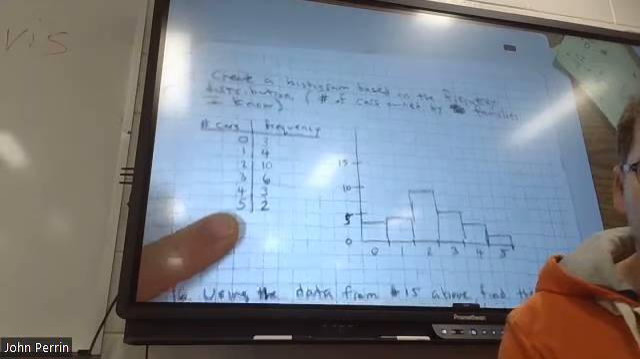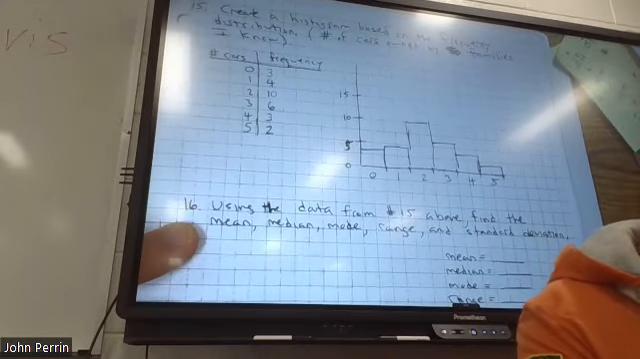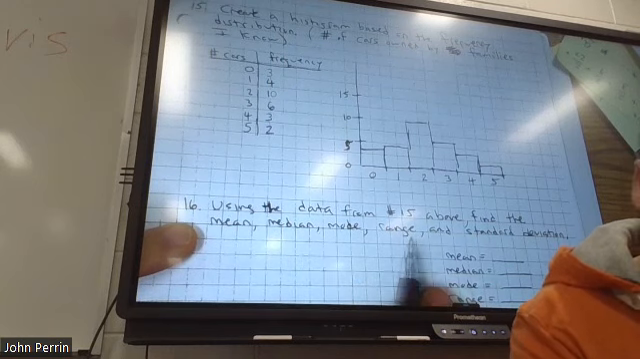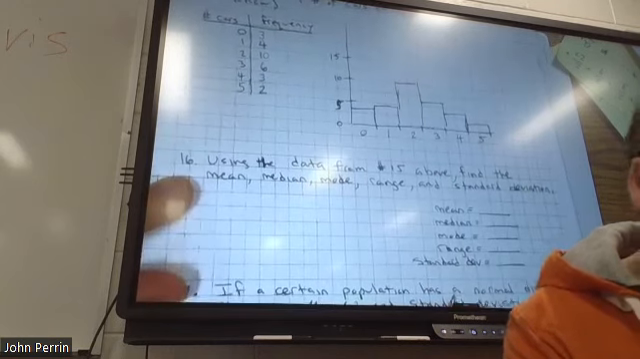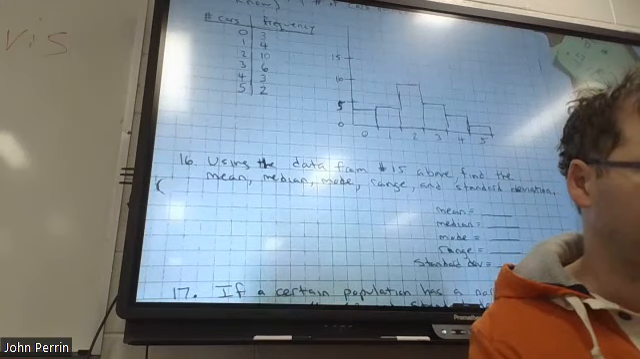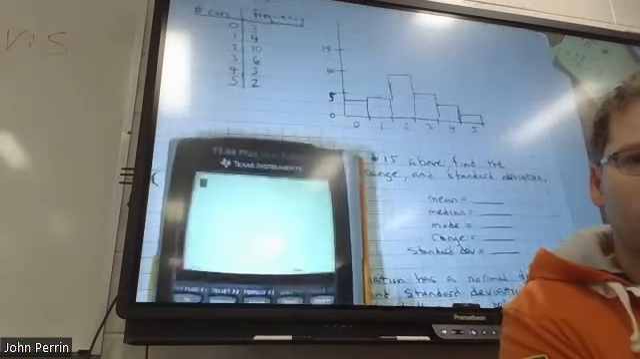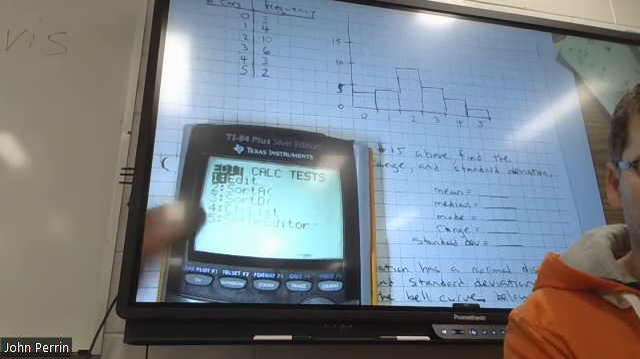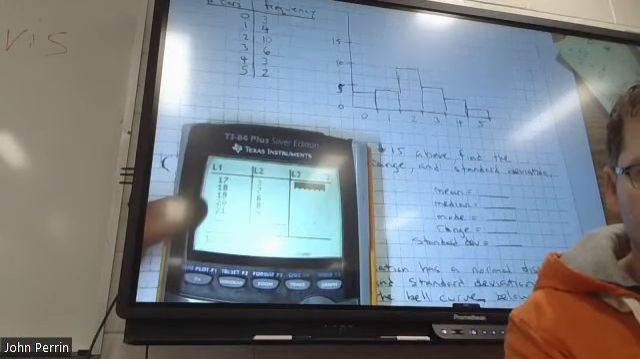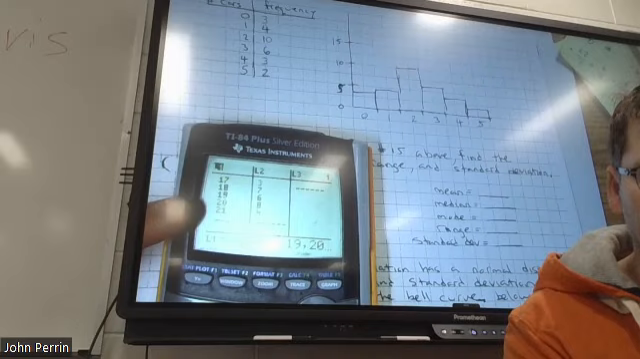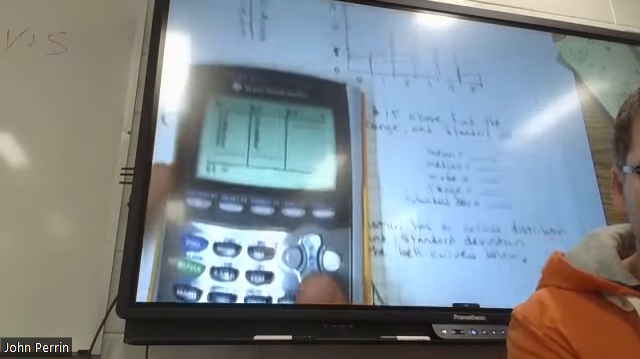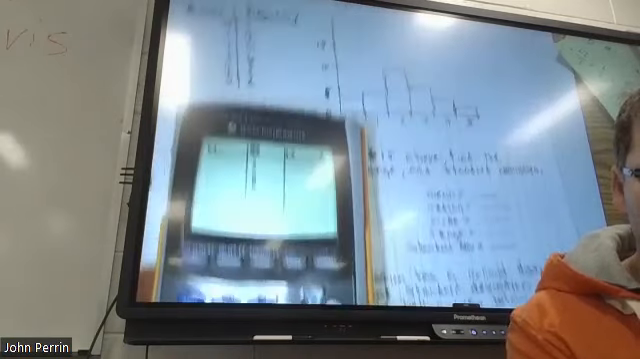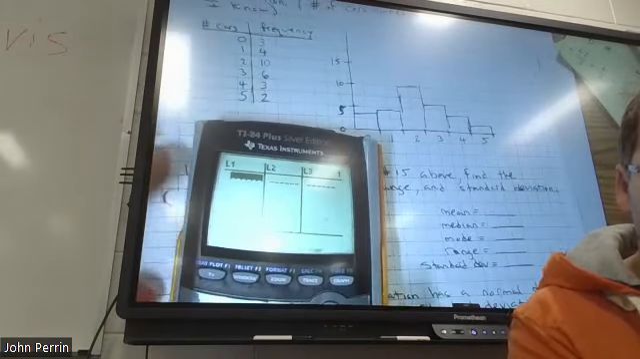Okay, pretty simple. Use the data from number 15 above. Find the mean, median, mode, range, and standard deviation. Okay, let's talk about how we did this on a calculator. On your calculator, hit stat and first option, edit. Any numbers already in there, I'm going to hit clear and go up and hit clear. Now I'm going to put in my data.